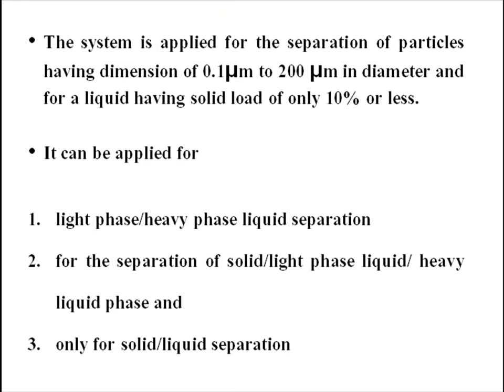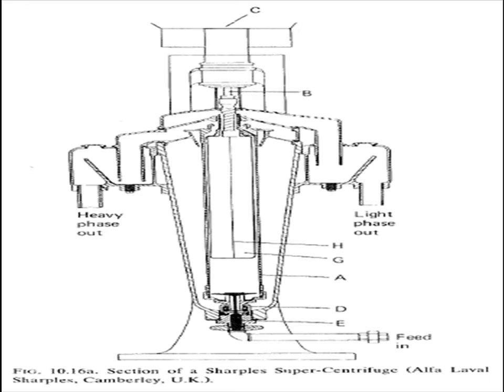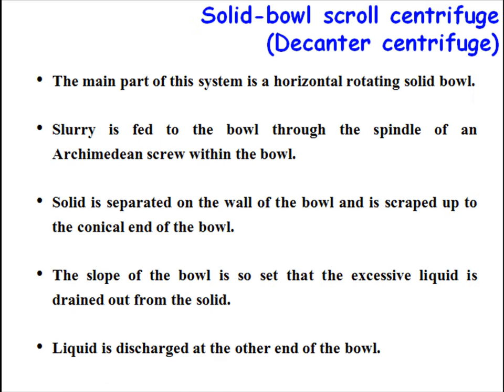The system is applied for the separation of particles having dimension of 0.1 micrometer to 200 micrometer in diameter and for a liquid having solid load of only 10% or less. It can be applied for light phase, heavy phase liquid separation, for the separation of solid, light phase liquid, heavy liquid phase and only for solid liquid separation. This is the diagram of such type of filter.